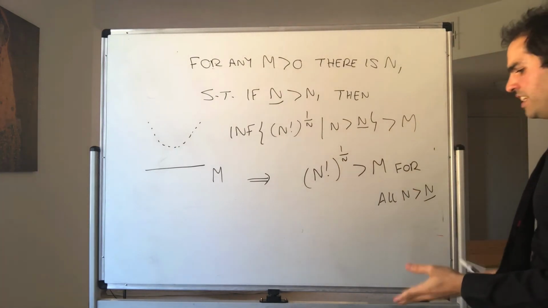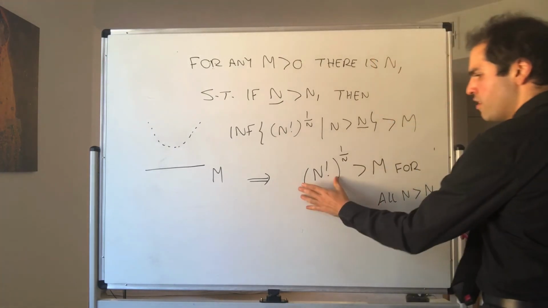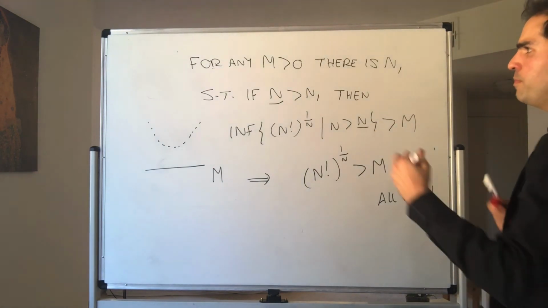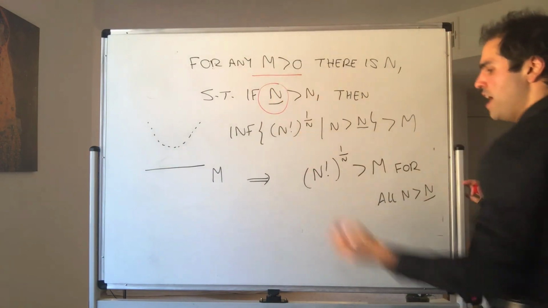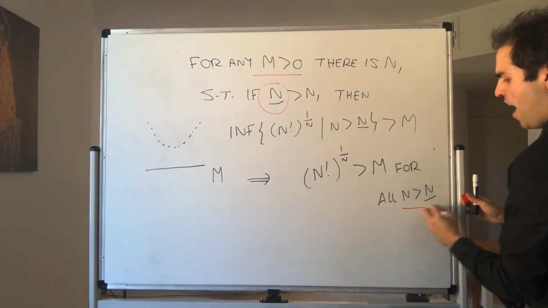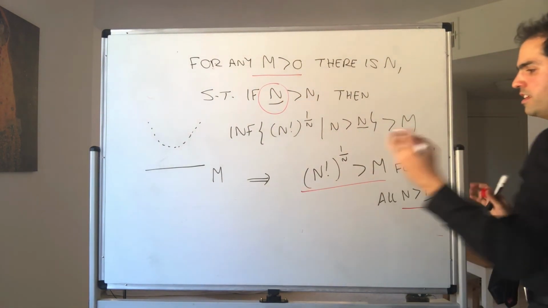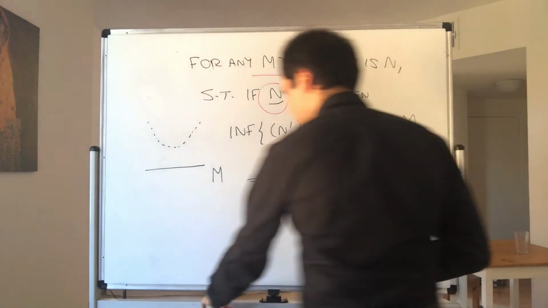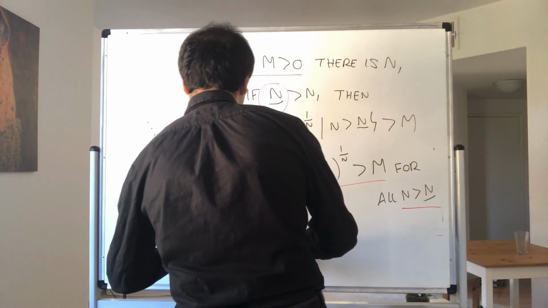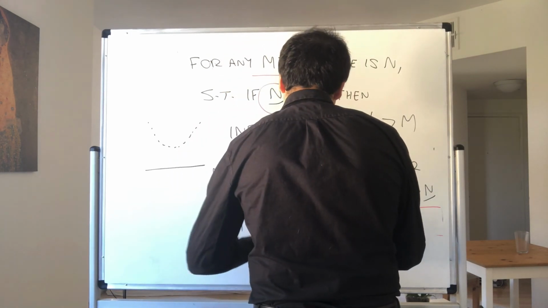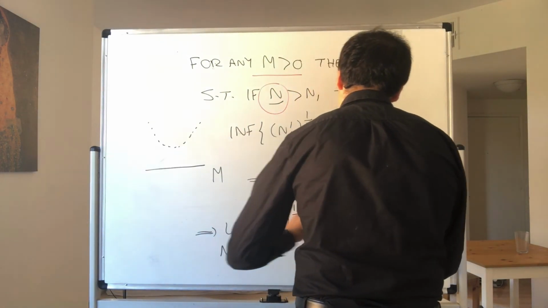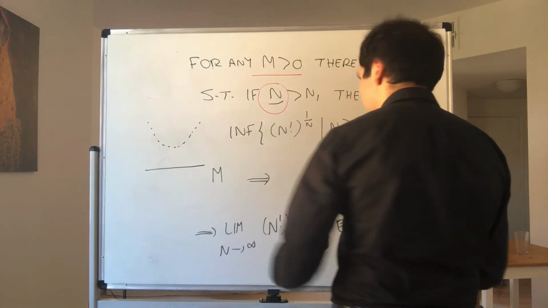And then we're actually done, because what would it mean for this to go to infinity? It means for all capital M, there is a capital N such that if n is bigger than capital N, this is bigger than M. So in other words, this really shows that the limit as n goes to infinity of n factorial to the 1 over n is infinity. And therefore we're done.